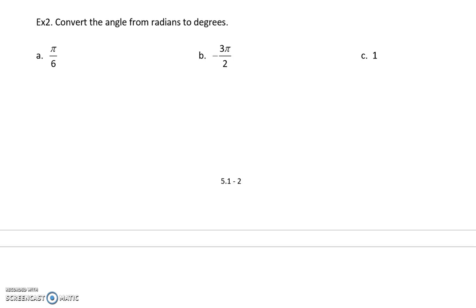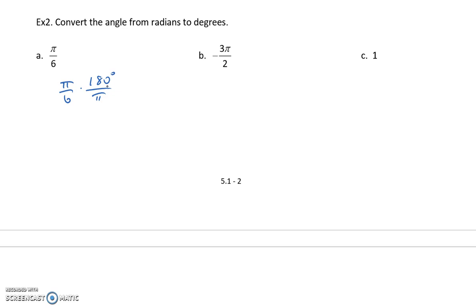Let's look at example 2. We've converted angles from degree measure to radian measure. We can certainly go in the other direction, starting from radian measure and converting to degree measure. And as you might guess, all you have to do is flip the unit fraction over. Put degrees in the numerator and the equivalent radian measure in the denominator, and just multiply. You're still multiplying by 1. You're just changing the units.